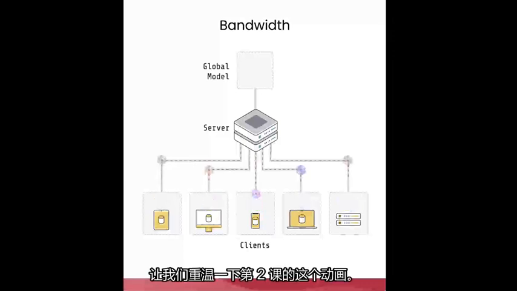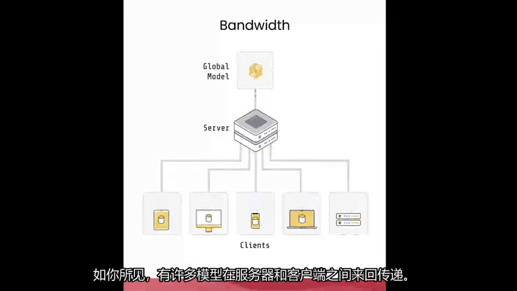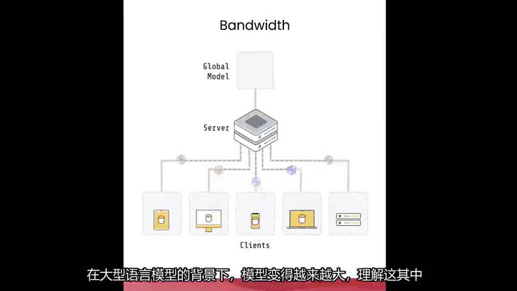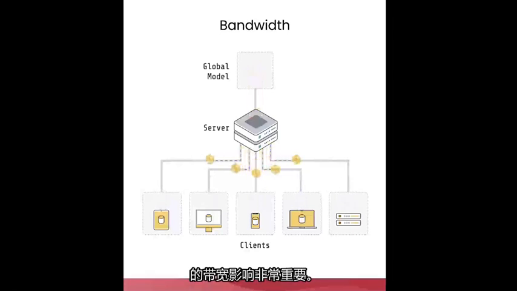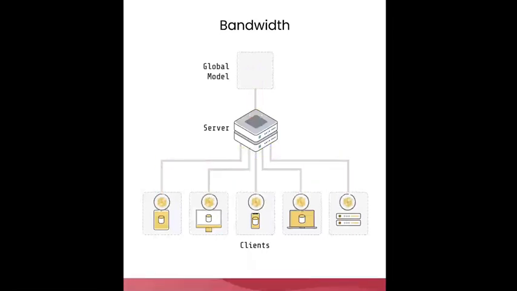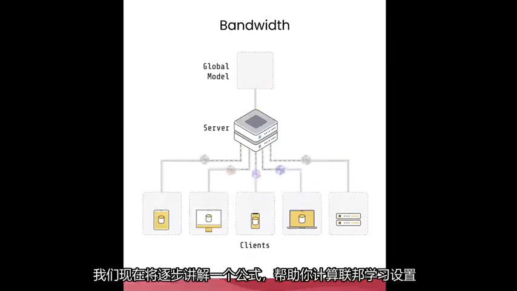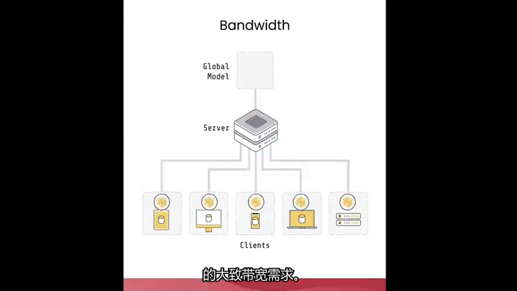Let's revisit this animation from lesson 2. As you can see, there are many models going back and forth between the server and the clients. In the context of LLMs, where models get larger and larger, it's important to understand the bandwidth implications of this. We'll now walk through a formula that helps you to calculate the rough bandwidth requirements of a federated learning setup.